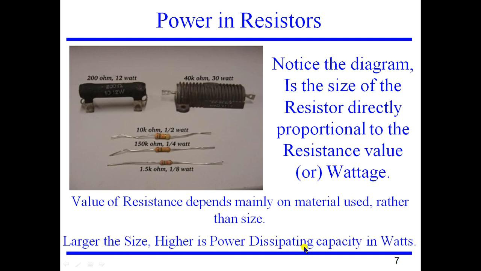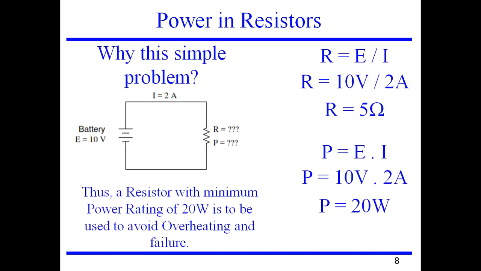So larger the size, higher the power dissipating capacity in watts. You have seen the power dissipating capacity with the incandescent bulb earlier. Now we'll see another example over here. Why am I taking this example? I'll be telling it to you at the end.